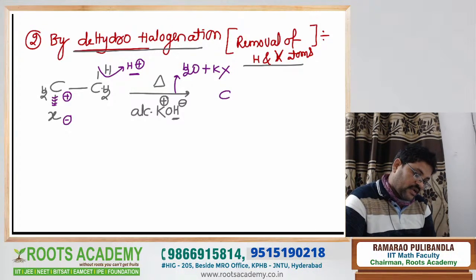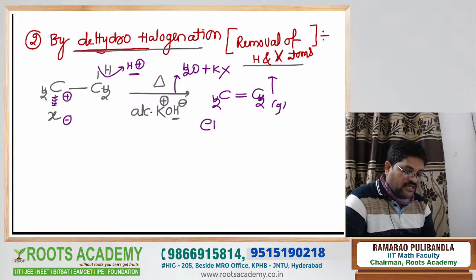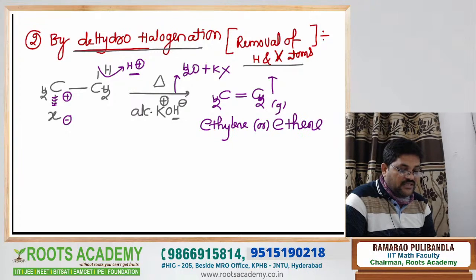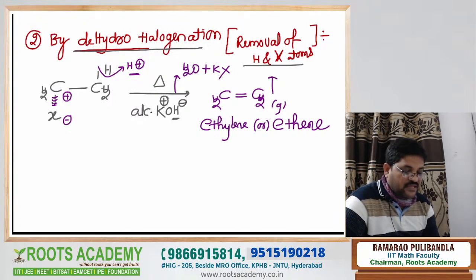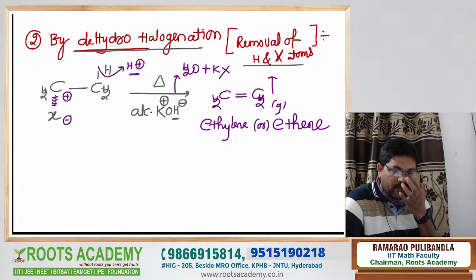And what you get? You get CH2 double bond CH2. This is the preparation of ethylene gas. Ethylene gas is also called ethene gas. Simple explanation, no confusion. This is the second method of preparation, that is called dehydrohalogenation. Understood what I am saying?